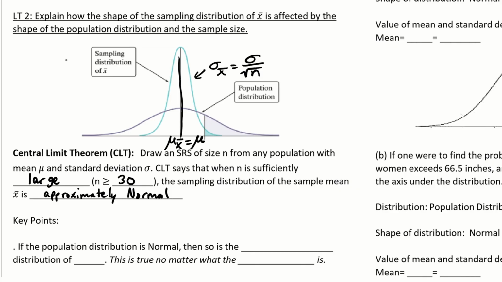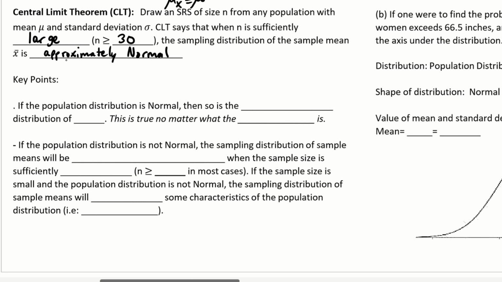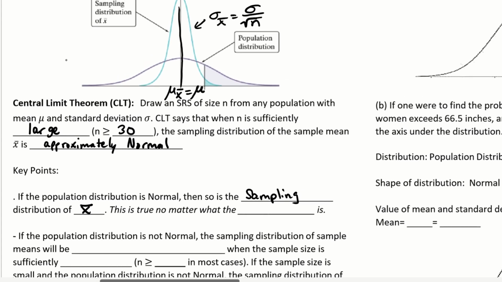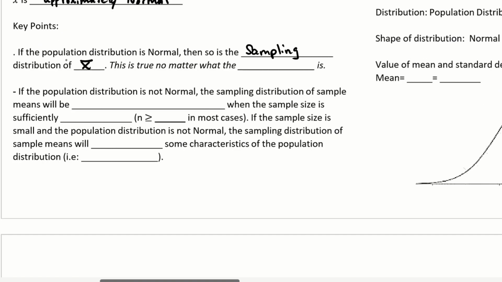Okay, so let's look at some key points here. If the population distribution is normal, then so is the sampling distribution of x bar by default. This means that no matter what the sample size is, as long as the population is normal, the sampling distribution is guaranteed to be normal, regardless of the sample size. But then what about this sample size of 30?